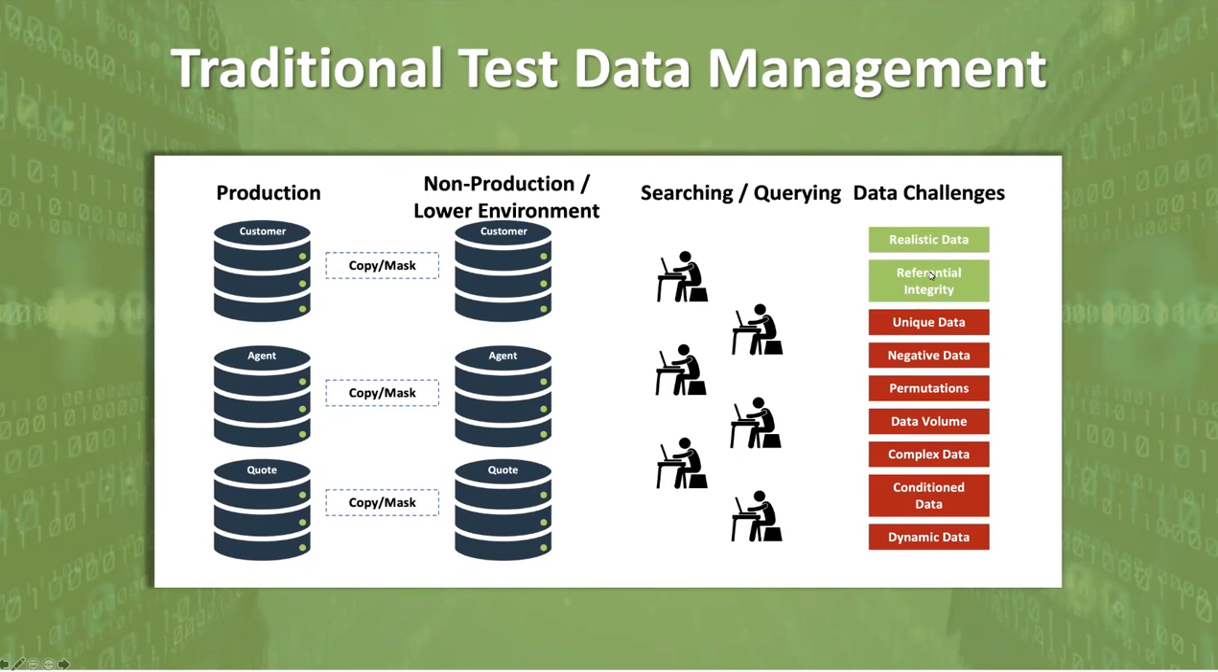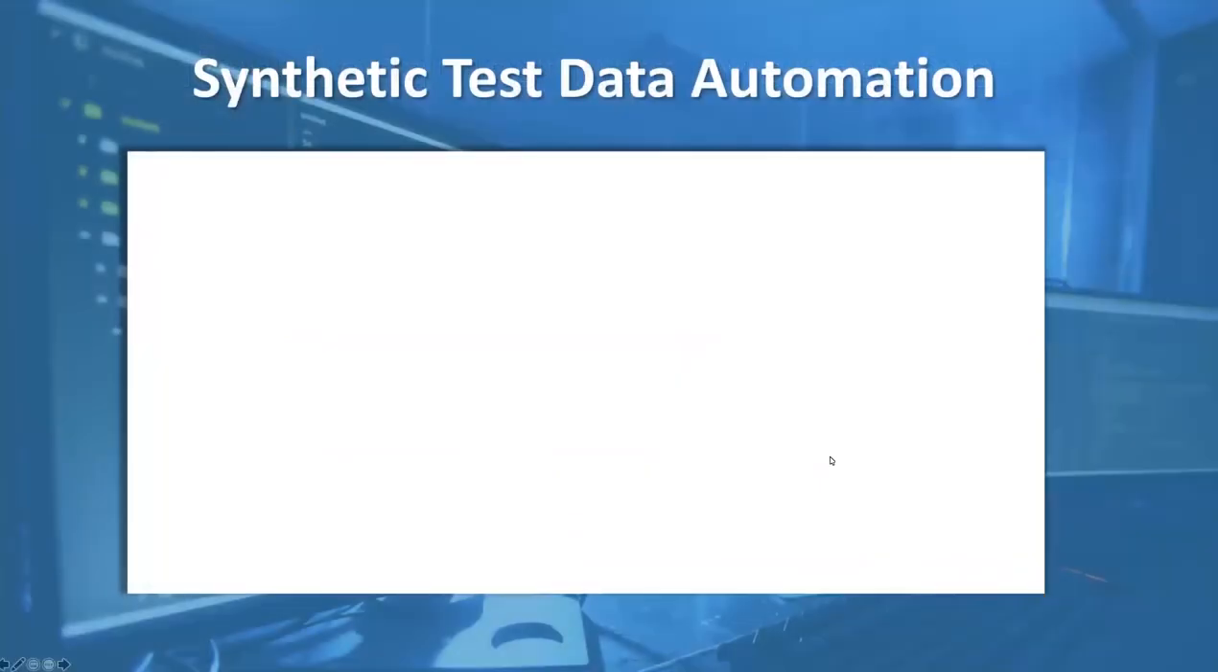But what our enterprise customers tell us is that there's a lot of data gaps. They don't have unique data, negative data, all the permutations and combinations they need. The volume isn't there. The data in the particular condition isn't there. Dynamic data, perhaps because it's across many different applications. And that's where GenRocket comes in with synthetic test data automation.